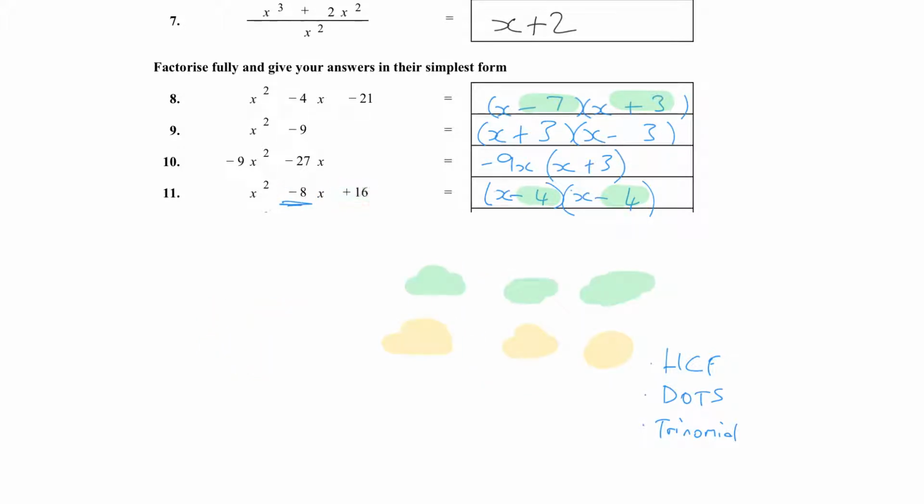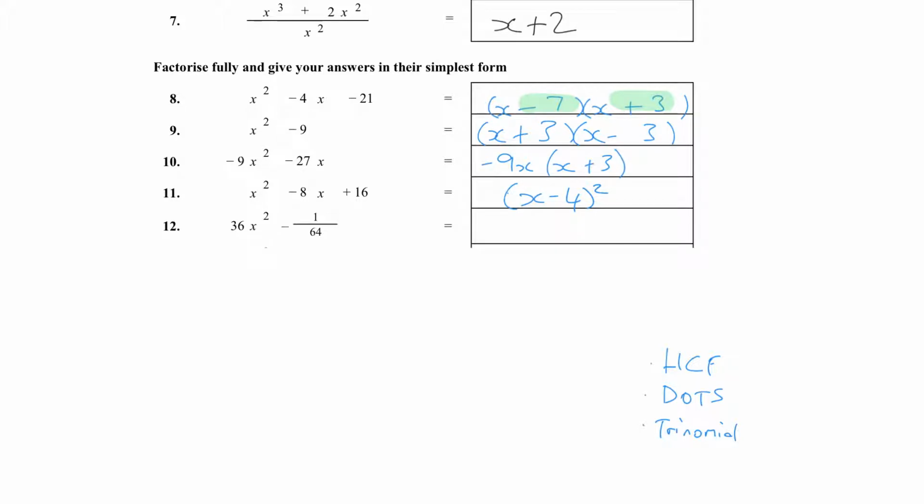You can write this as they do in the memo, and it is nicer to write it this way rather than writing it as x minus 4, x minus 4. You can write it as x minus 4 squared, because that's just a much more compact way of writing it. Factorization continues with question 12.